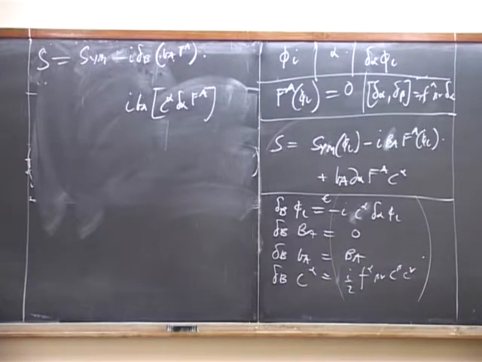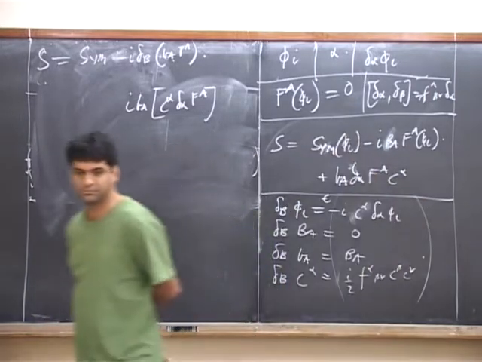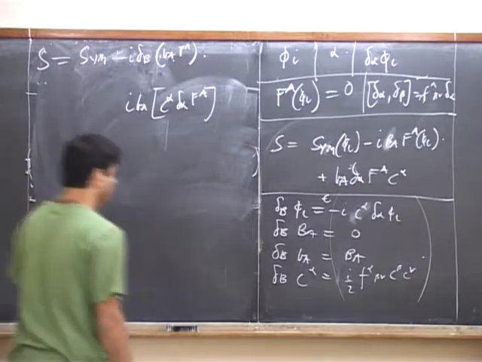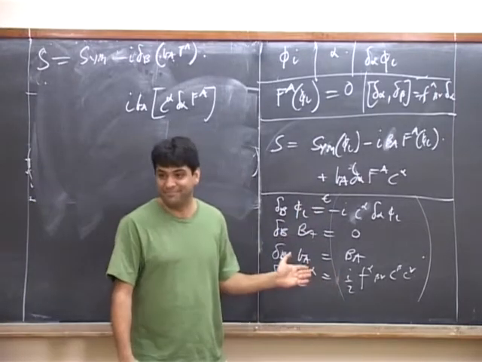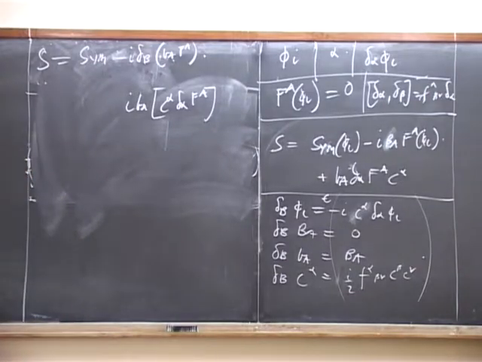Although you can view that change as a change where the ghost fields are local fields, right? Yes. So in spite of that, the BRST symmetry is a global symmetry. It's a global symmetry. The epsilon is constant. Yeah, epsilon is constant, exactly.